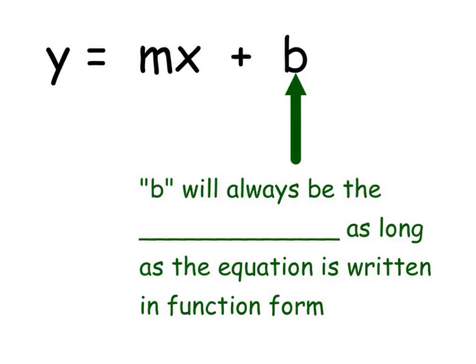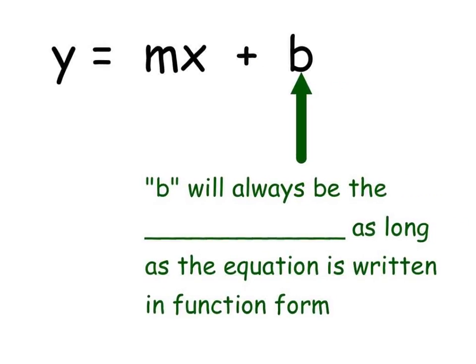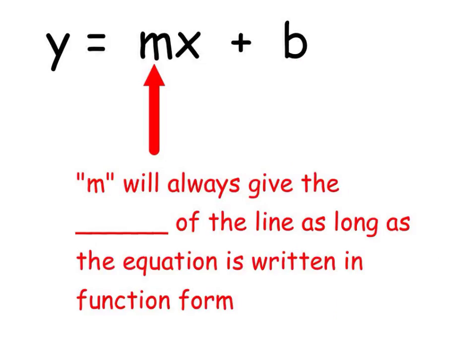When we were finding b, the number at the end of this equation, what we were discovering is the y-intercept. The number that goes in place of b will always be the y-intercept as long as the equation is written in function form or slope-intercept form. The number that goes in place of m, that fraction that we were discovering, is always going to be our slope as long as the equation is in function or slope-intercept form. The number in front of the x, the number that replaces m, will always be our slope.